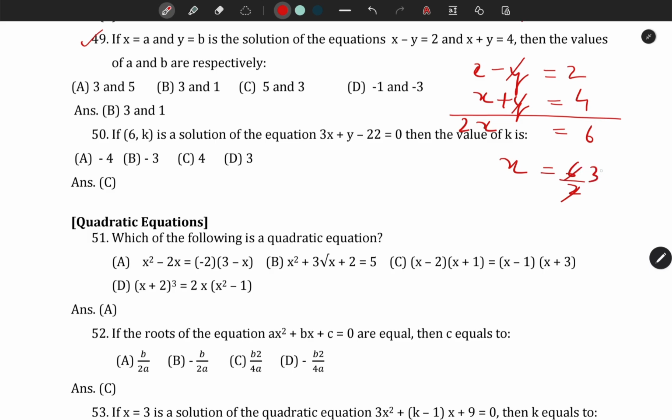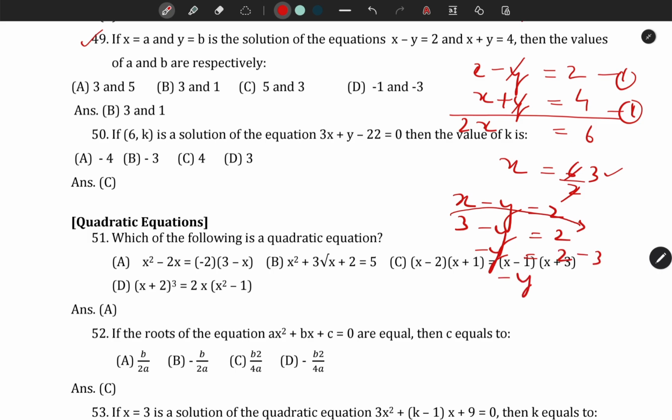And if you put the value of x in any equation, equation 1 or 2, if you put x equals to 3 in equation 1, x minus y equals to 2. If you put 3, then minus y will be 2 minus 3, if we take it to the other side. So minus y equals to 2 minus 3 is minus 1. So minus minus will cancel. So y equals to 1. So we got x equals 3 and y equals to 1.